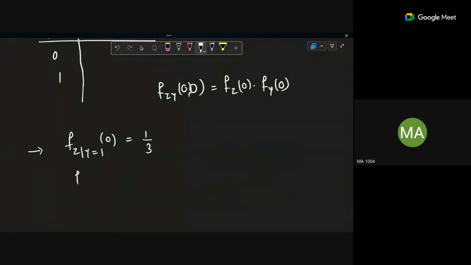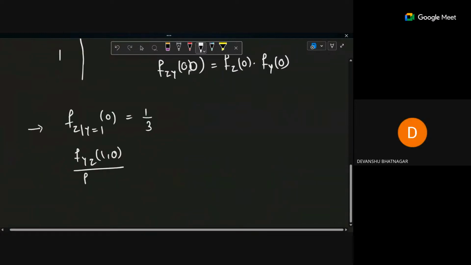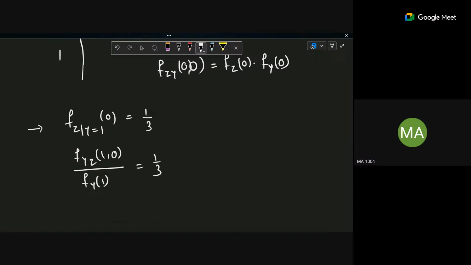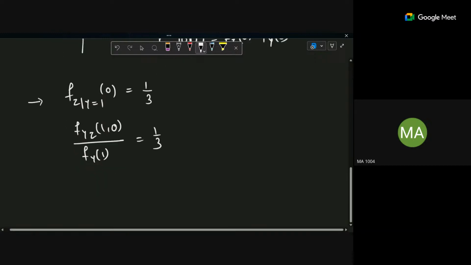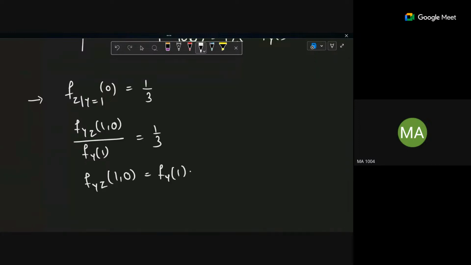It is fyz at a point 1 comma 0, divided by fy at 1, isn't it? This is equal to 1 by 3. Now you know fy of 1, right? So I can write fyz at 1 comma 0 is equal to fy of 1 into 1 by 3. Now just check what is fz of 0.